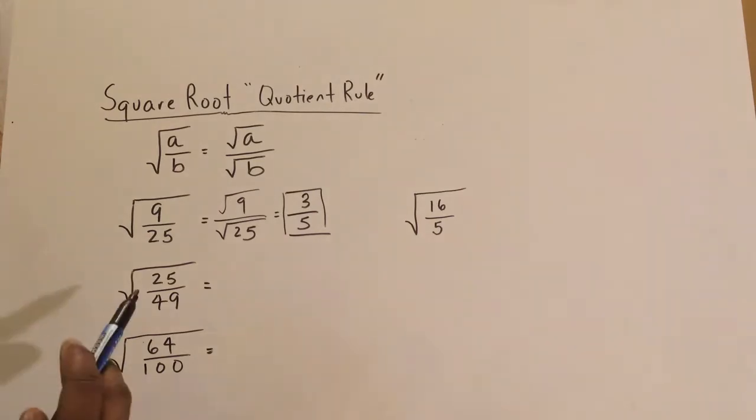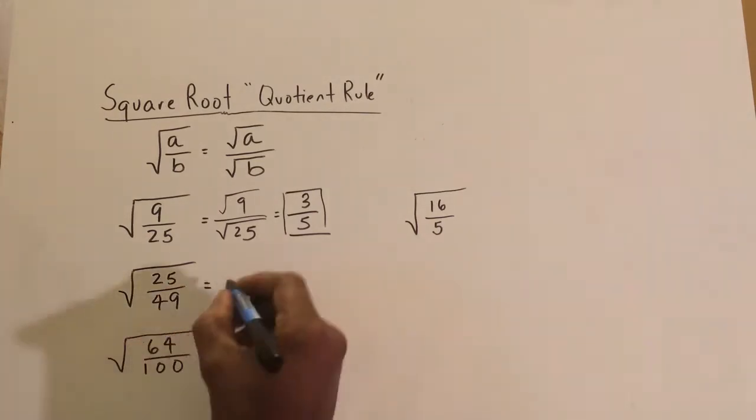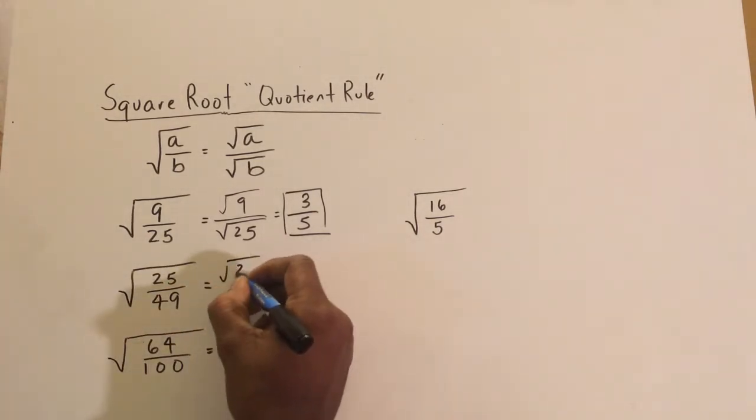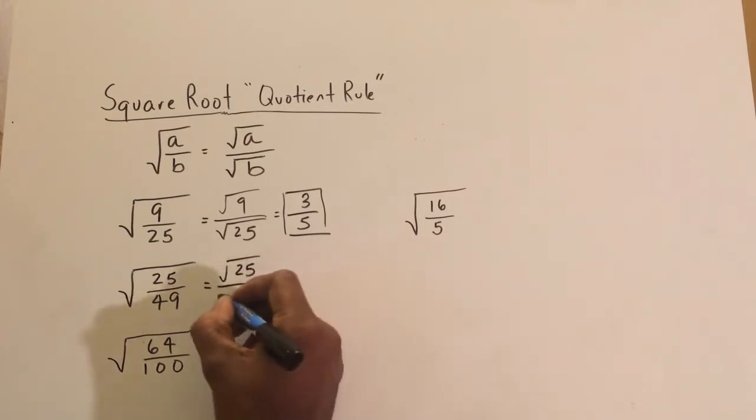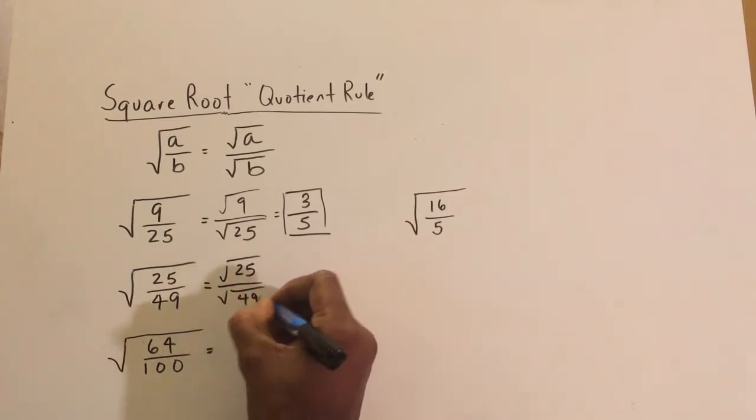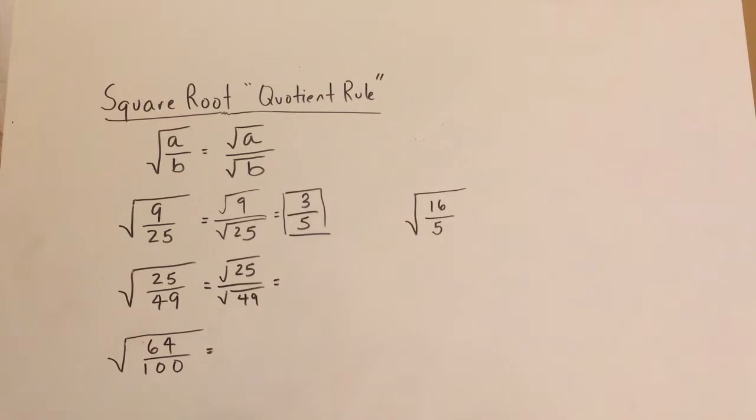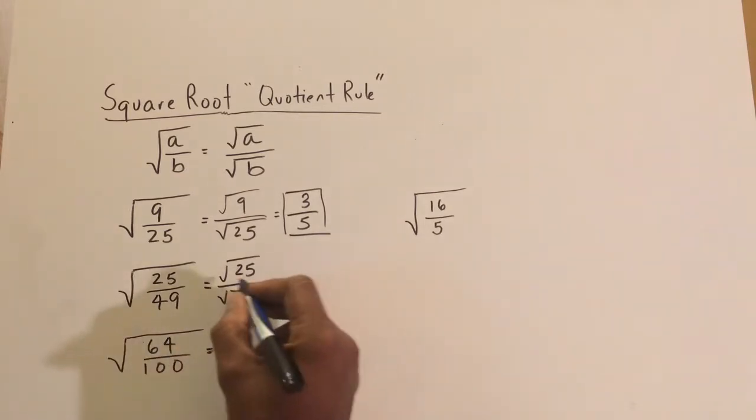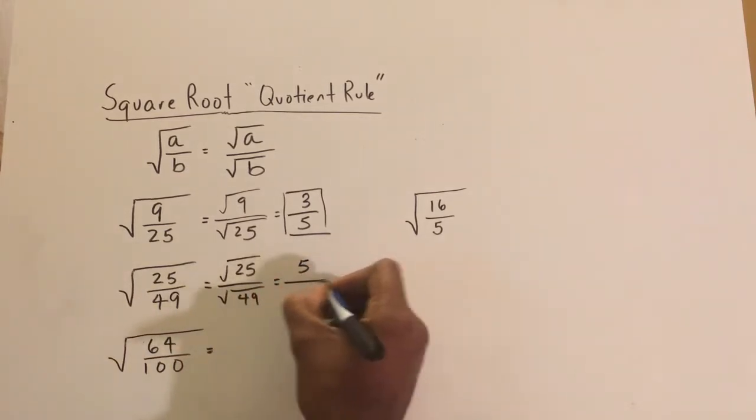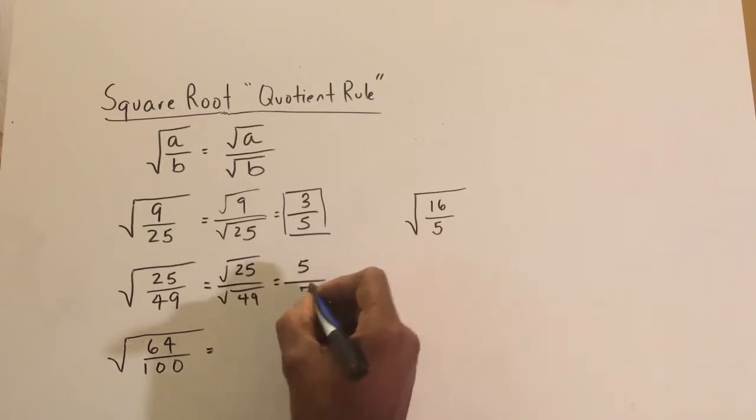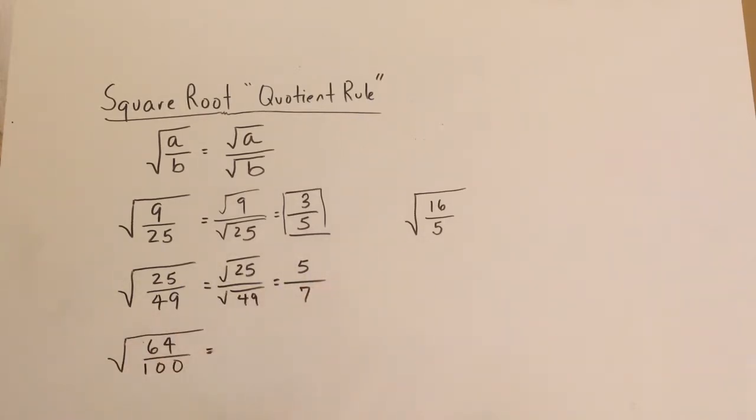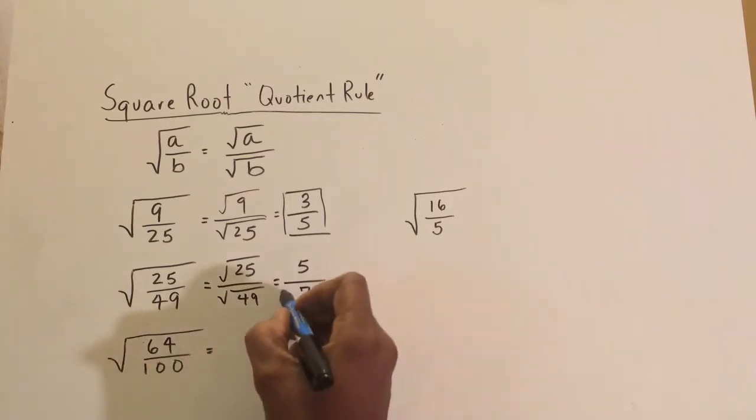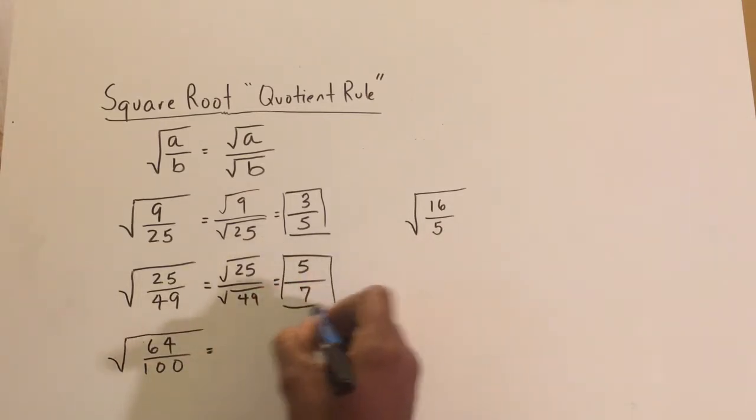How about the square root of 25 over 49? We can simplify by writing the square root of 25 divided by the square root of 49. Again, we can simplify even further, and we get that the square root of 25 is 5 and the square root of 49 is 7. So the square root of 25/49 simplifies into 5/7.